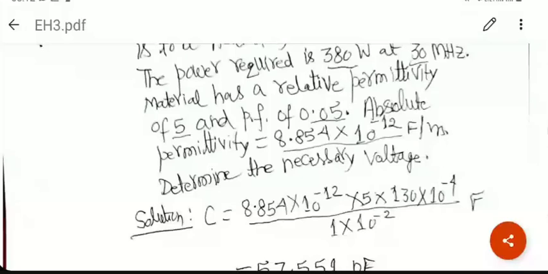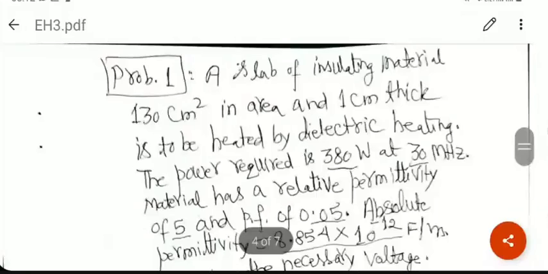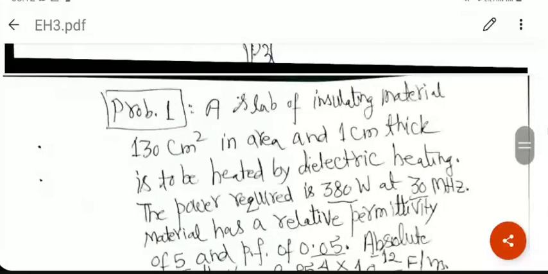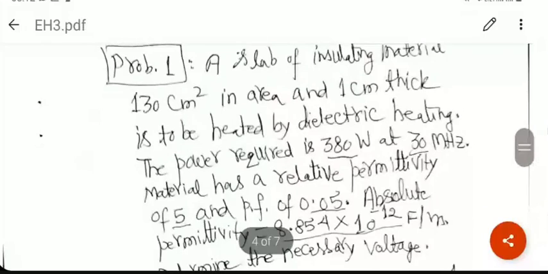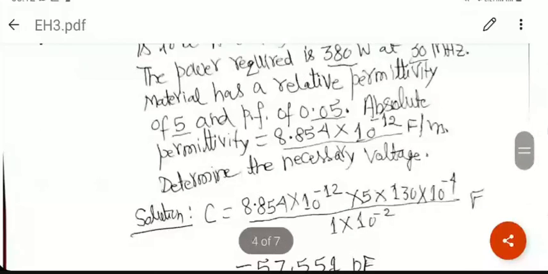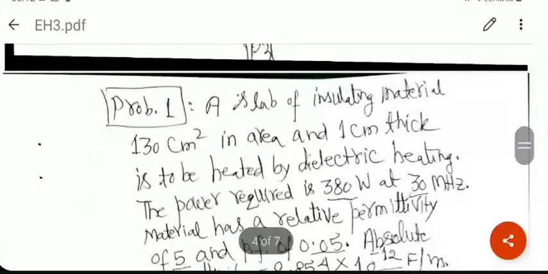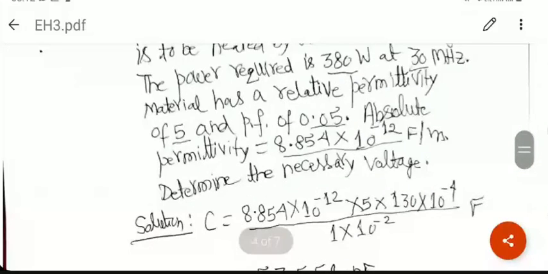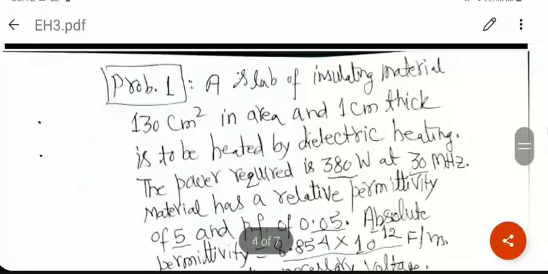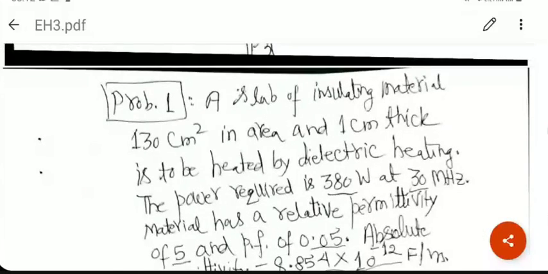This value of epsilon naught is in farad per meter. So area has to be in meter square. Thickness has to be also in meter. The given values are in centimeter square and centimeter. Convert them to meter square and meter. 130 multiplied by 10 raised to the power minus 4, multiplied by 10 raised to the power minus 2 for thickness. Dielectric constant is 5. They're talking about wood here. Wood has dielectric constant approximately 5, I think.